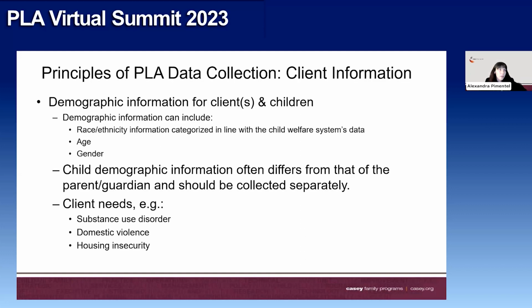So for client information, you're probably already collecting things like age, gender, maybe even race and ethnicity demographics. The one thing I'll say about race and ethnicity information is that it's very helpful if the categories that you're collecting are in line with your agency's or the child welfare system's that you're operating within, the categories that they use, because then you can compare your clients and their demographics to the child welfare system's demographics as well.